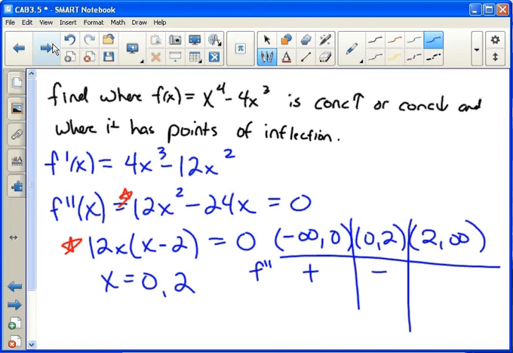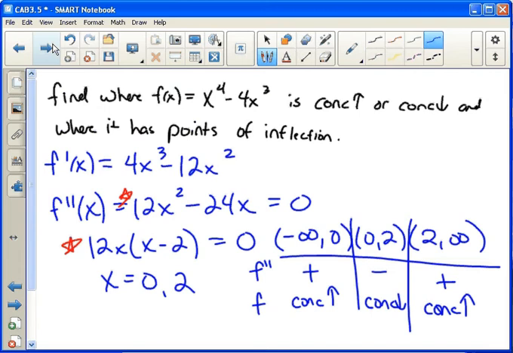And it turns out that when the second derivative is positive, the original is concave up. And when the second derivative is negative, the original is concave down. So now we've established where the graph is concave up and down and what intervals that takes place on. The last thing to do is look for points of inflection. Well, as long as the concavity changes, those places are points of inflection.